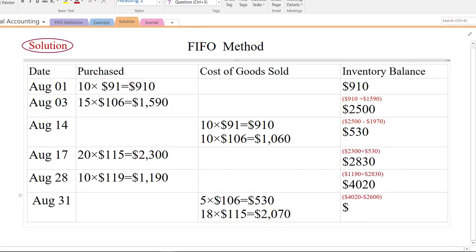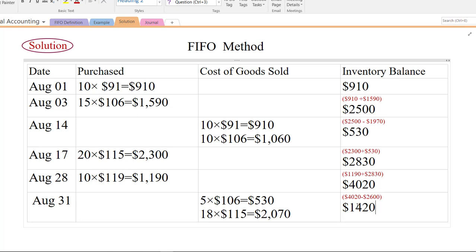So students, the total cost of goods sold is 5 multiplied by 106, which is equal to 530, and 18 multiplied by 115, which is equal to 2070. Now we have to add both of them, 2070 plus 530, which is equal to 2600. Now the total inventory which was available till August 28 was 4020. Now I'm going to deduct 2600 from 4020. Now the end result is 1420.